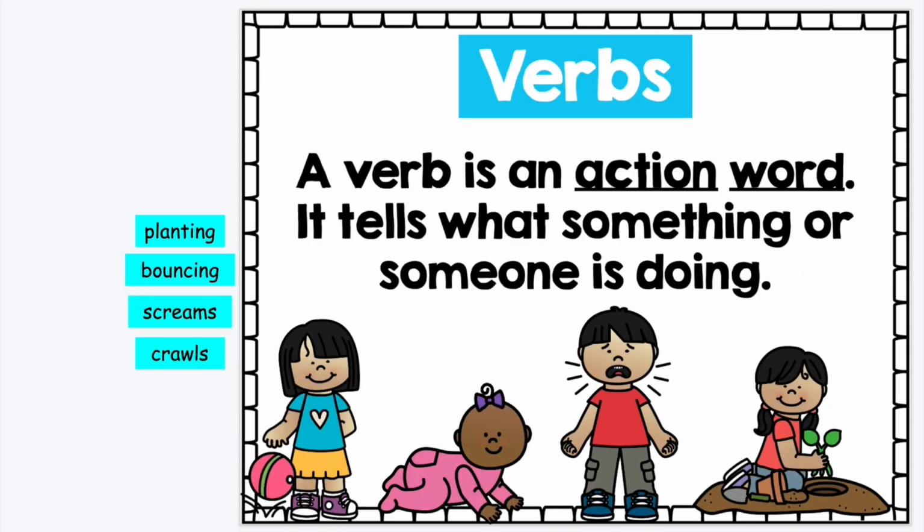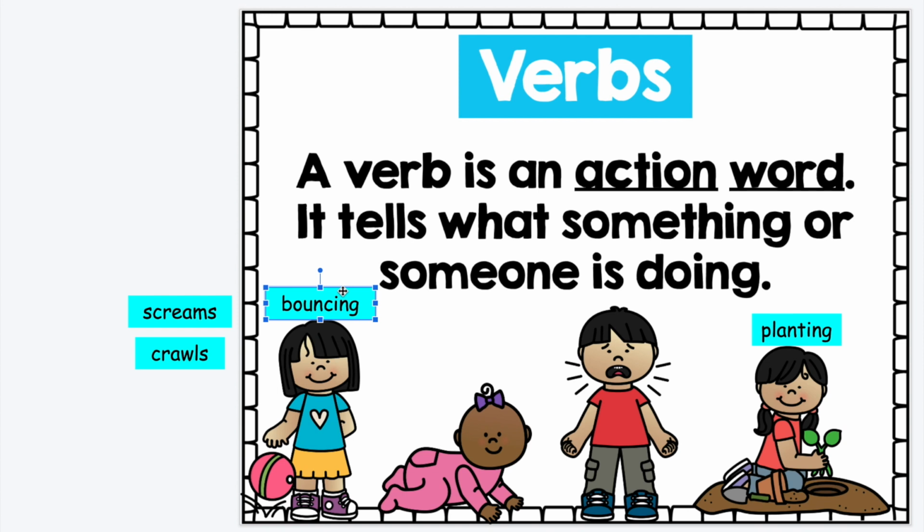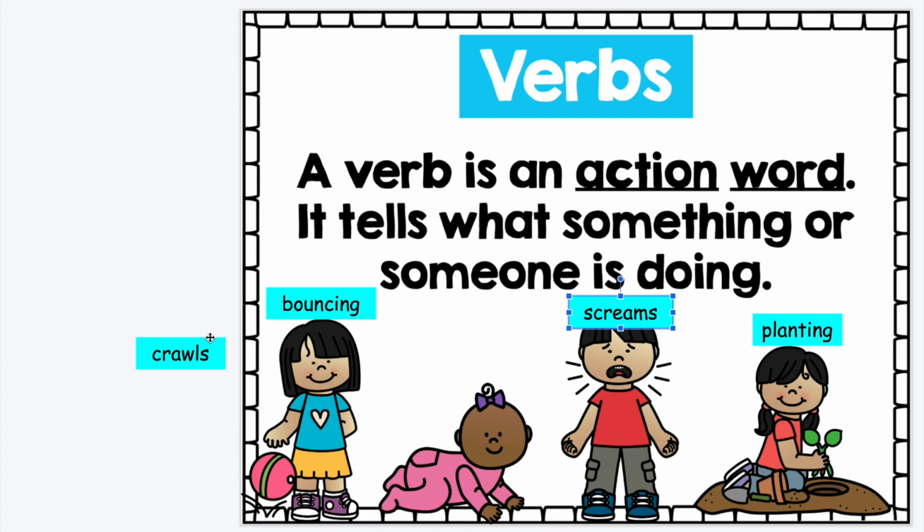So a verb is an action word, and it tells what something or someone is doing. So let's take a look at some examples of verbs. So planting is a verb, she is planting. She is bouncing, that's also a verb, she is doing something, bouncing. Screams is a verb, he screams. Or she crawls. In that sentence, it would be crawls. That is the verb.